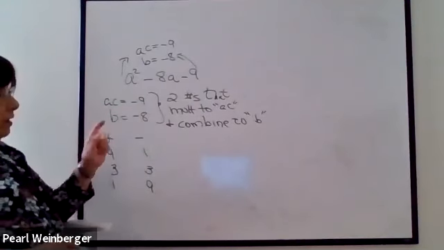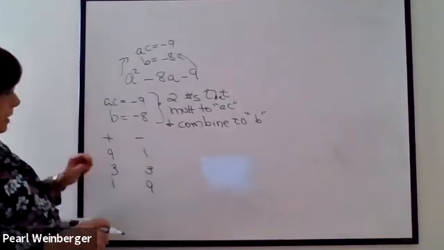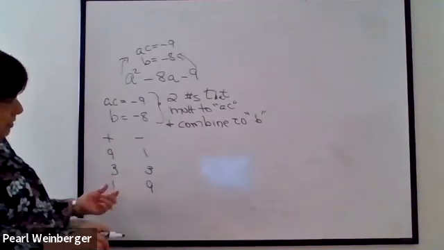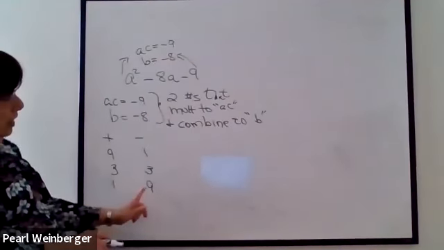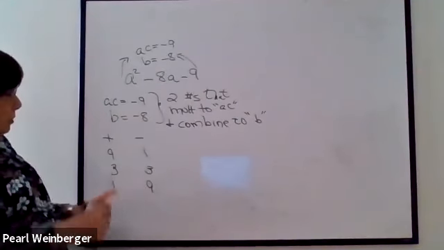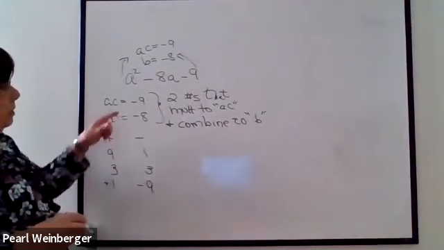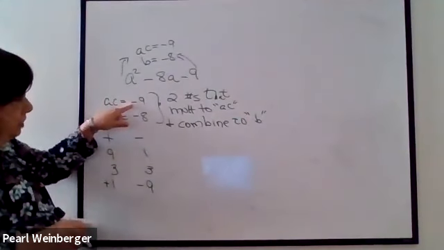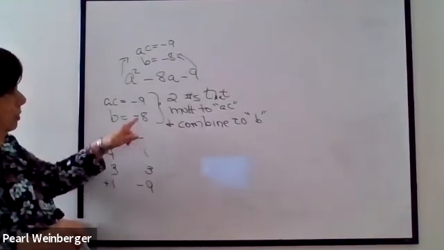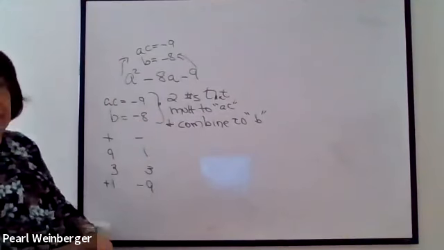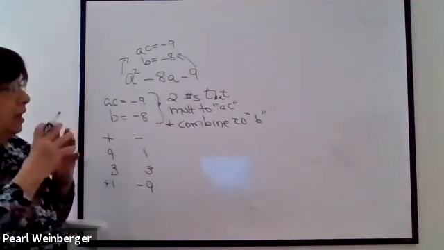I wanted negative 8. Usually when I get the right number, but the sign is wrong, it just means switch the signs. Make the 1 the positive and the 9 the negative. Notice if you multiply a positive 1 with a negative 9, you will certainly get negative 9. And when you add positive 1 with negative 9, you're going to get negative 8. That's the combination we wanted. We wanted to multiply to the AC and add.